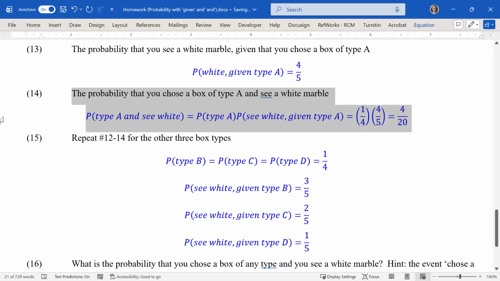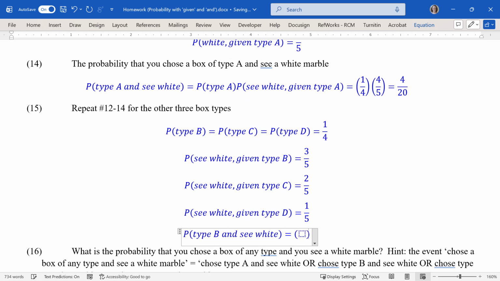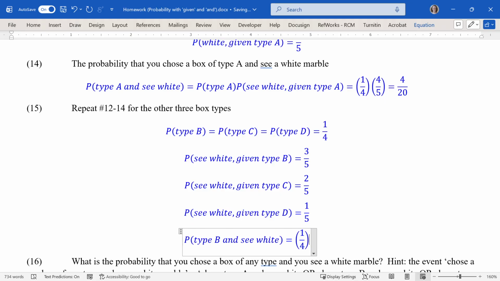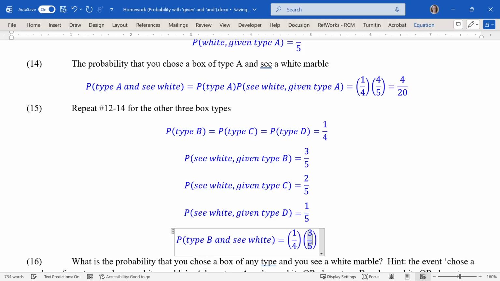And now I want to repeat number 14 for all the 3 types of boxes. So the probability of type B and we see a white marble, so probability of getting type B and seeing a white marble is the probability of getting box type B times the probability of seeing the white marble given that we have box type B. So it's going to be like this. So this will be 1 times 3 is 3 over 4 times 5, which is 20.